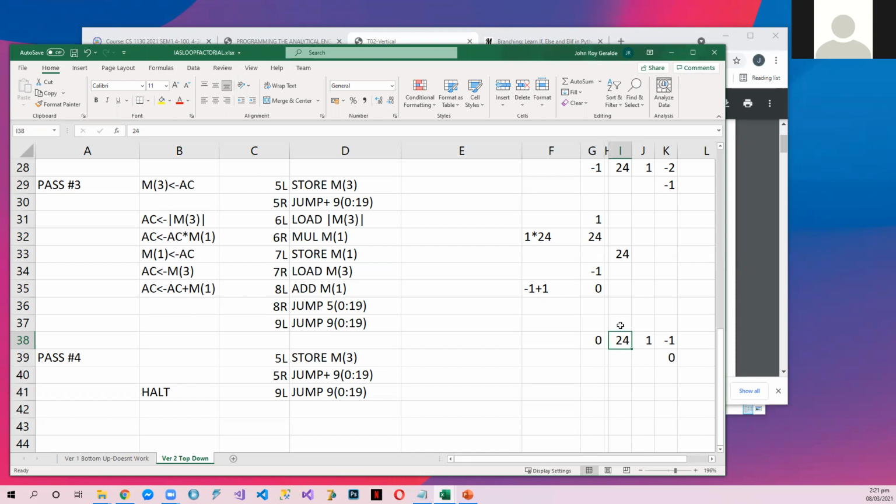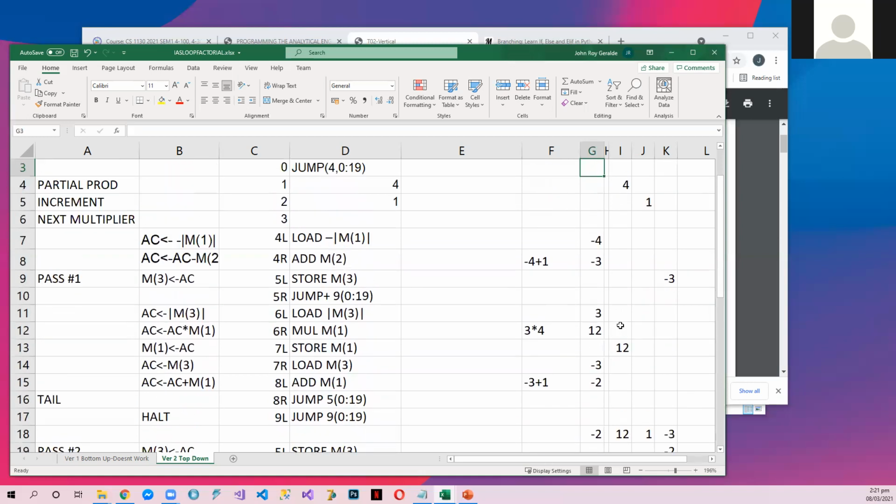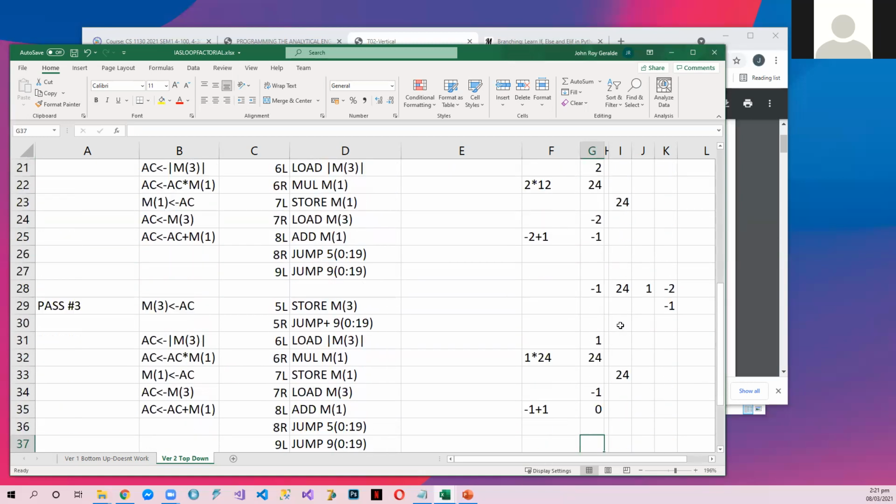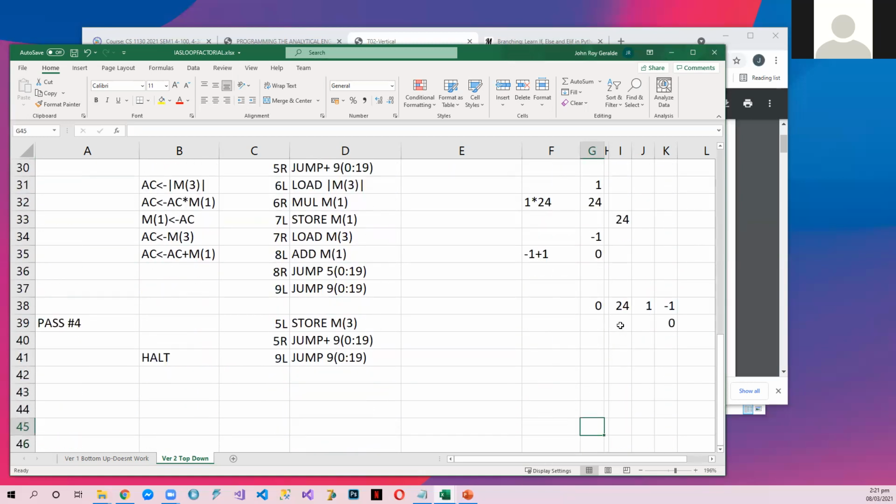But the jump plus will not look at the line 20, but it will look at the accumulator. No? If the accumulator is positive or negative. Do you follow? In this case, we will jump to 9L because the accumulator is now positive. Okay, so we will halt.